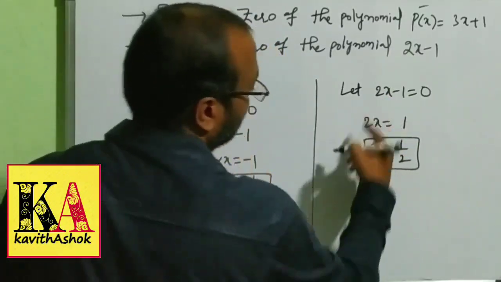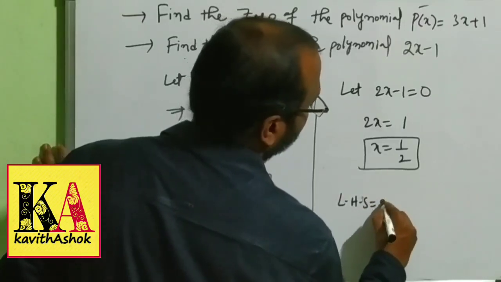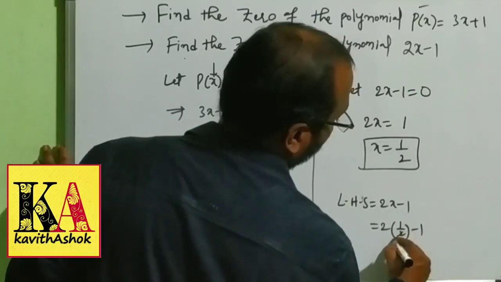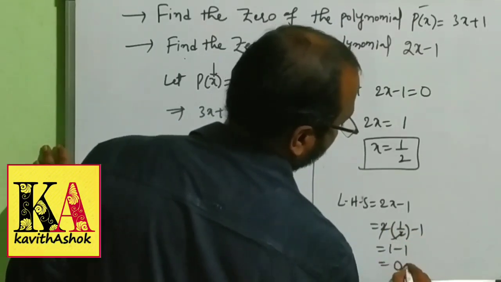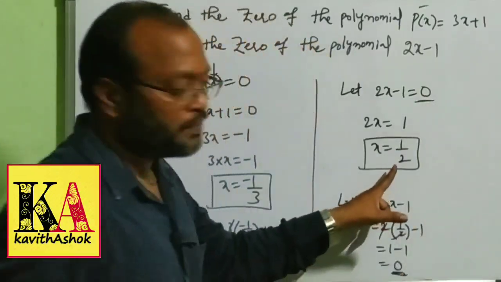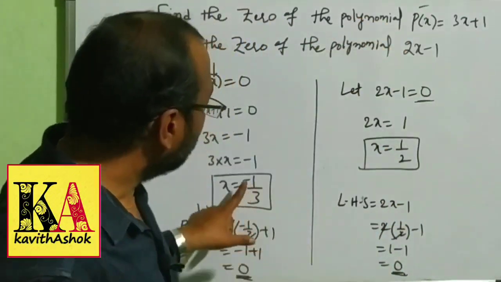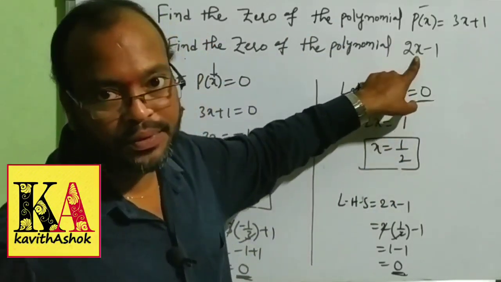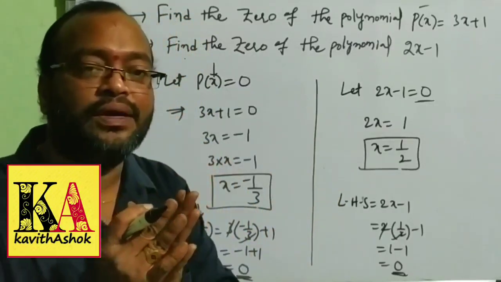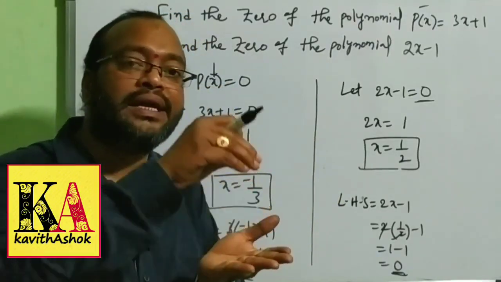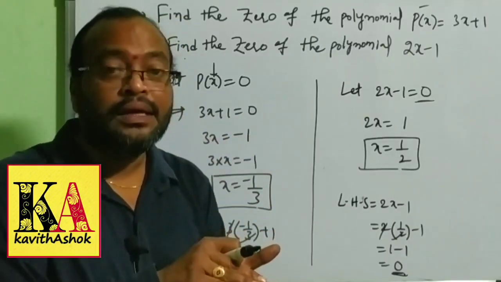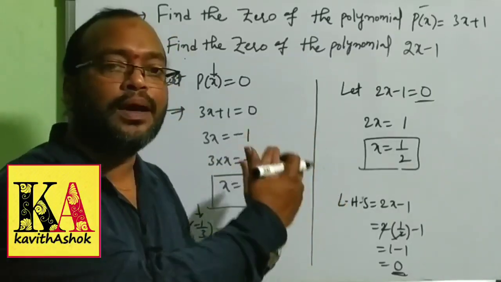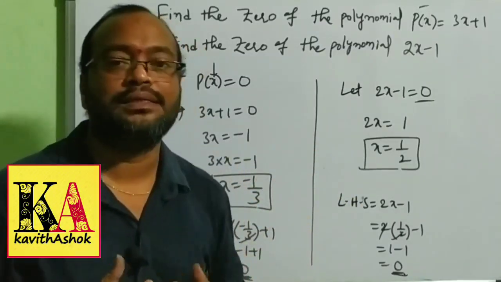Now we will check. Take the LHS part. 2x minus 1 here. 2 into x is 1 by 2. Minus 1. 2 gets cancelled. 1 minus 1. This is equal to 0. Is it clear now, sir? So by substituting 1 by 2, here we got 0. So minus 1 by 3 is a 0 of this polynomial and 1 by 2 is a 0 of this polynomial. So whenever the values are given, by substituting after getting 0, we will decide that is 0 of the polynomial. If 0 of the polynomial is not given, when we want to calculate, by taking that particular polynomial equal to 0, we can get the 0 of the polynomial.